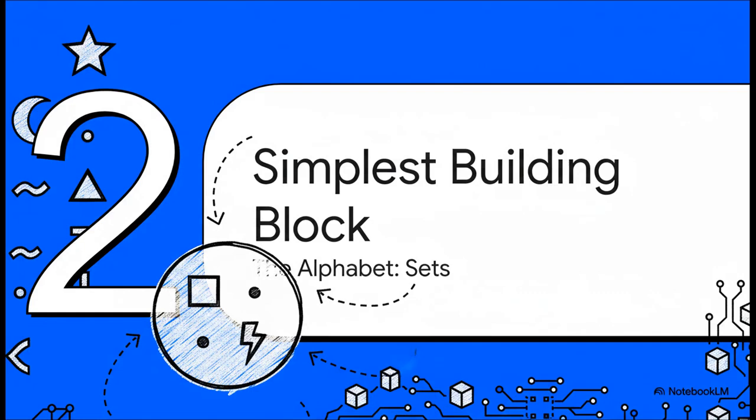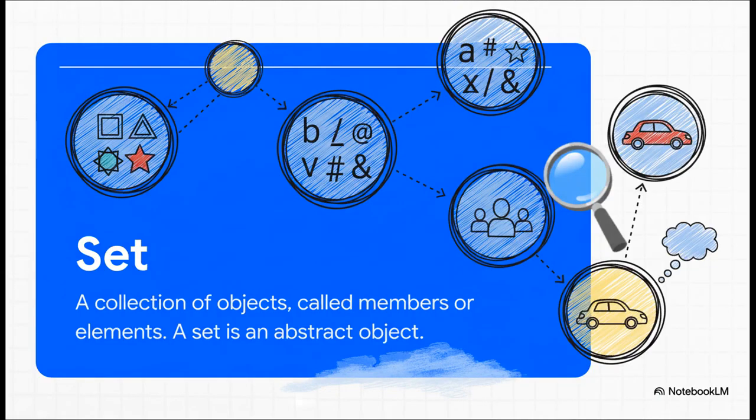Okay, so every language needs an alphabet, right? A collection of basic symbols to build words from. Well, the alphabet for our mathematical blueprint is a concept called a set. It is the absolute starting point for everything else that follows. So what is a set?